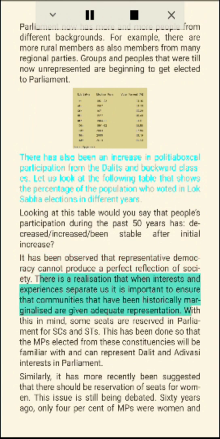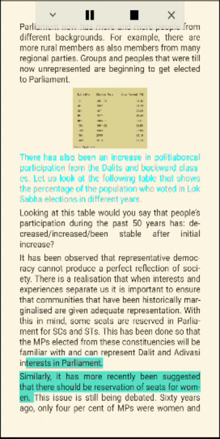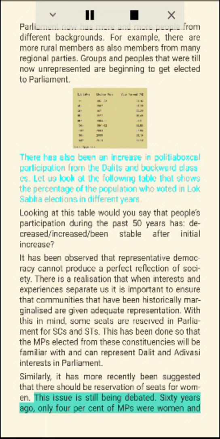It has been observed that representative democracy cannot produce a perfect reflection of society. There is a realization that when interests and experiences separate us, it is important to ensure that communities that have been historically marginalized are given adequate representation. With this in mind, some seats are reserved in Parliament for SCs and STs. This has been done so that the MPs elected from these constituencies will be familiar with and can represent Dalit and Adivasi interests in Parliament. Similarly, it has more recently been suggested that there should be reservation of seats for women. This issue is still being debated.